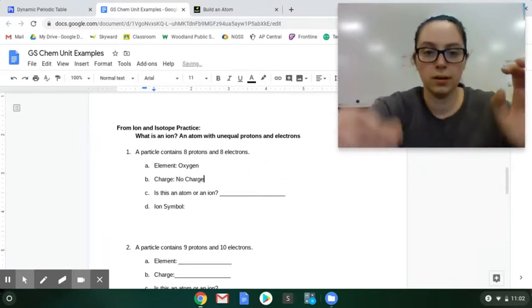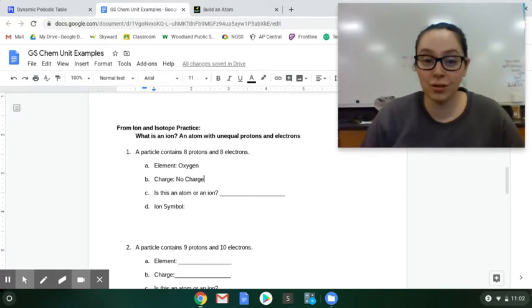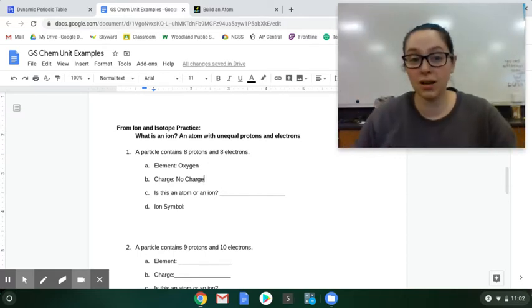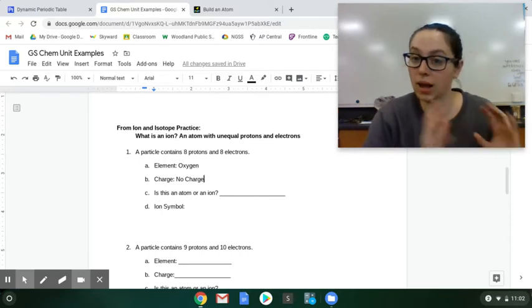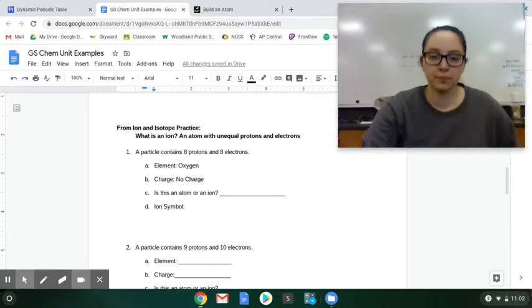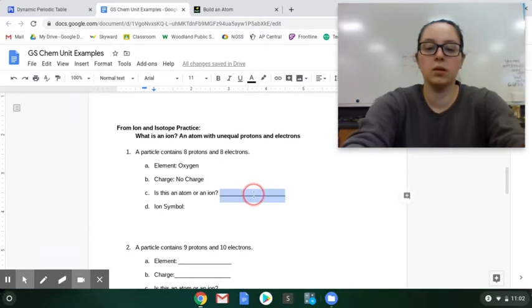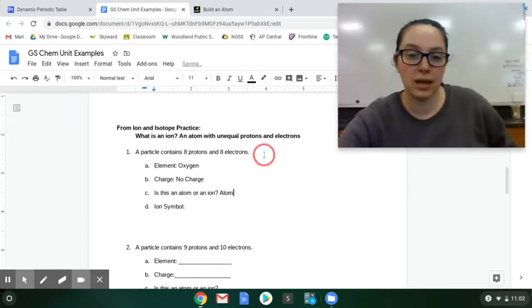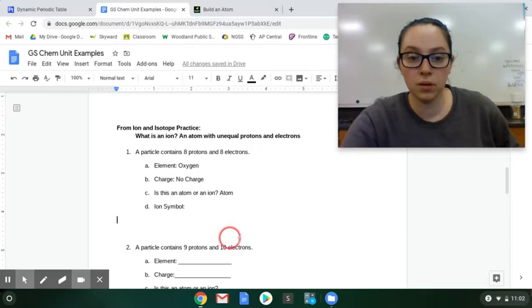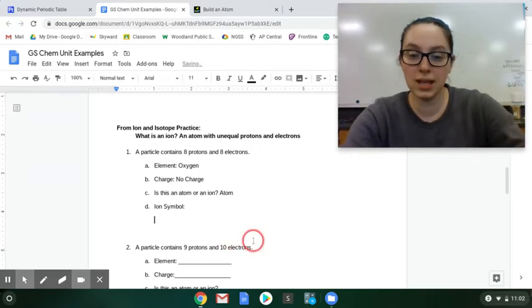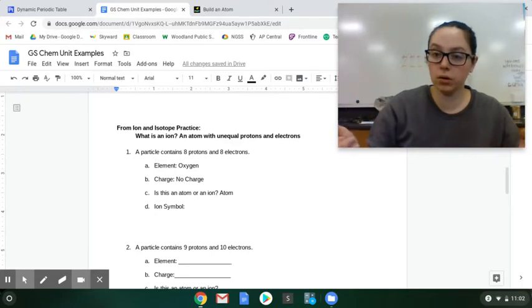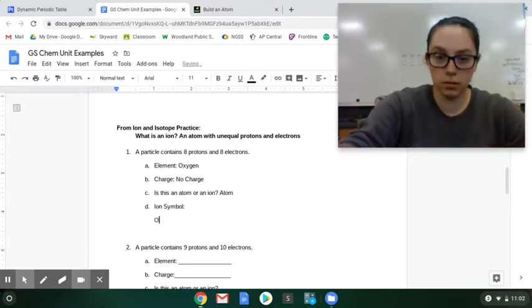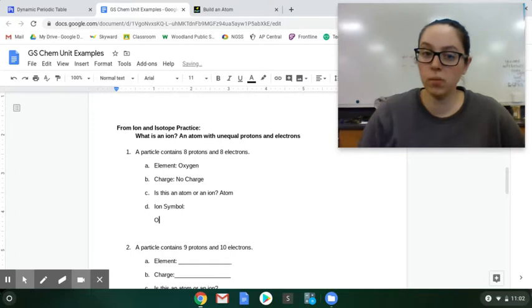Now, because there's no charge, it is an atom. It is not an ion. An ion is an atom with unequal protons and electrons, unequal charges. So it's an atom. When I write the ion symbol, I want to see the element symbol in the middle and the charge in the upper right-hand corner. O is my symbol for oxygen.